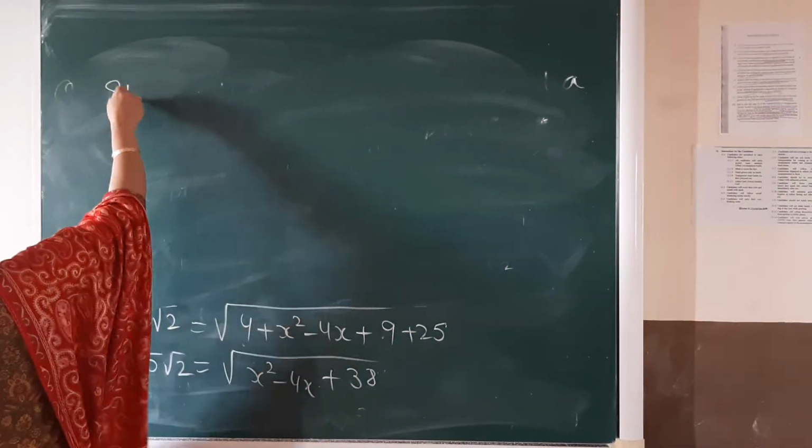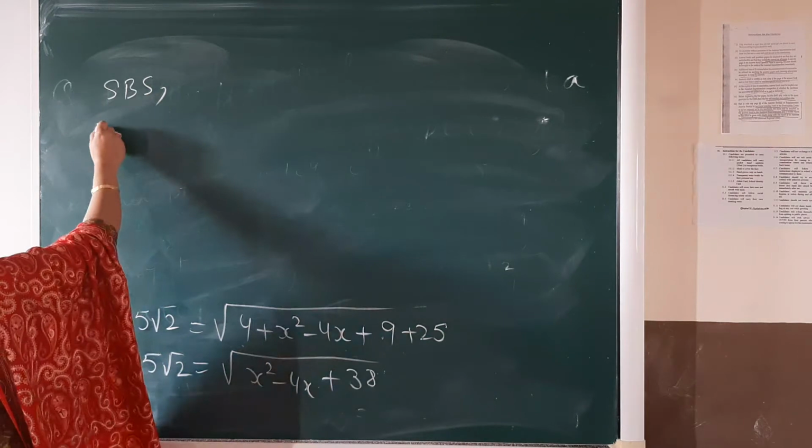After taking square root on both sides, we are getting 5 square is 25.